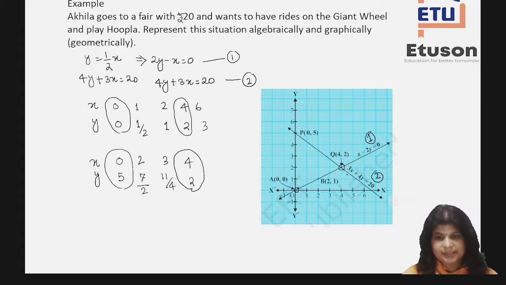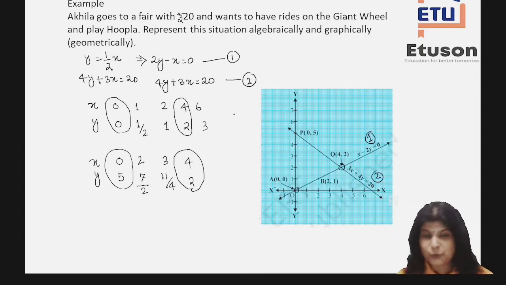So it is intersecting. At what point is it intersecting? It is intersecting at 4 and 2. Children, to make you understand, I have taken so many points. You can plot the graph by taking any 3 points.